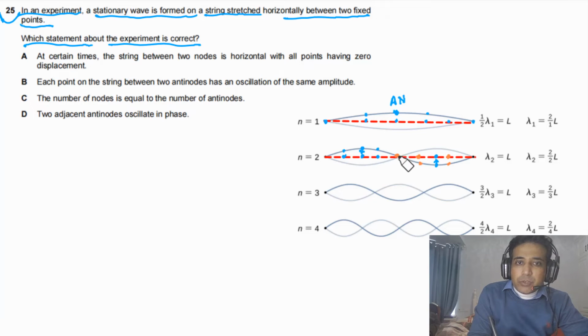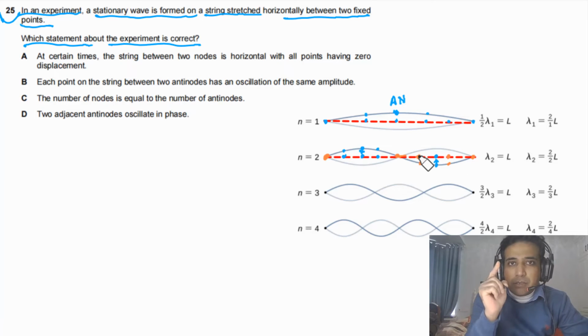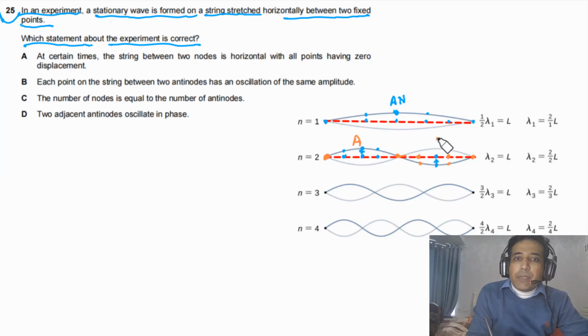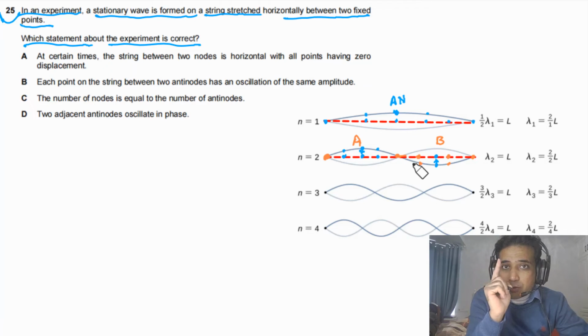All these particles between these two nodes will always be in the same phase, and the particles between the next two consecutive nodes also will always be in the same phase. And all these particles will have different amplitudes. If I say this loop is A, between these two nodes, and this loop is B, these particles will be in antiphase all the time. So these are some basic points we need to understand. If this is clear to you, now if you look at the given options, you can easily figure out the answer.